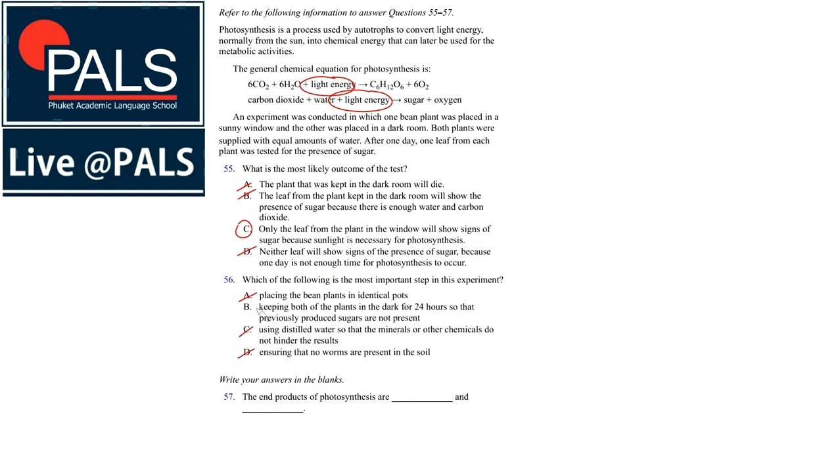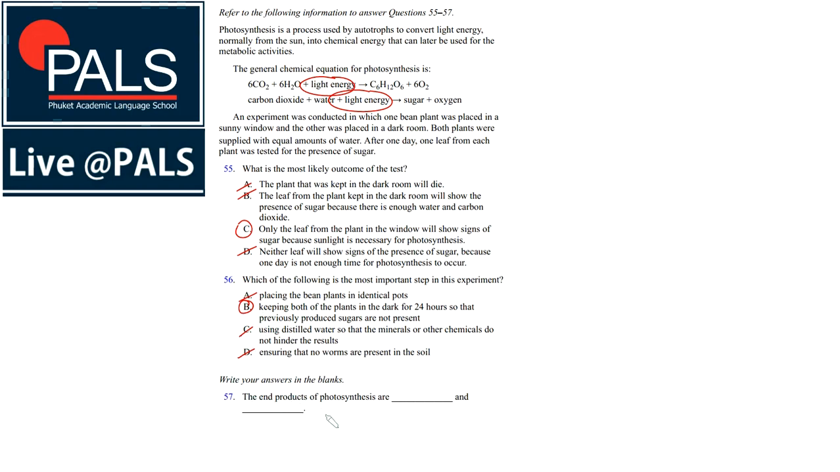What's very important is that both plants are kept in the dark for 24 hours before the experiment to remove any previously produced sugars, because we want to see the difference between having the plant in the light for a day and having it in a dark room for a day. So before we start the experiment, we should remove all the sugar from the leaves by keeping both plants in the dark beforehand, because that could falsify our results for sure. So B is the correct answer here.